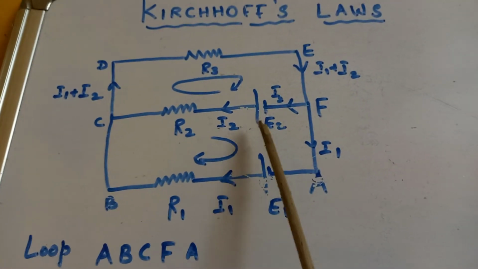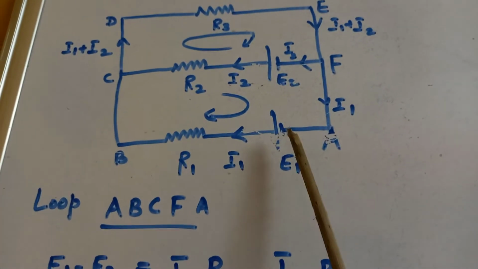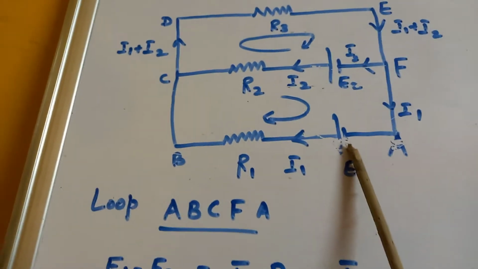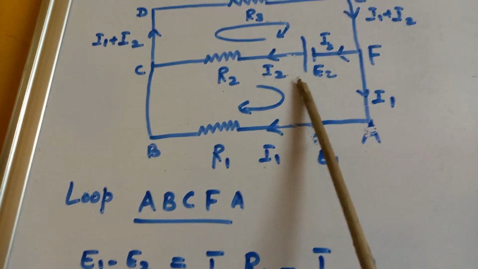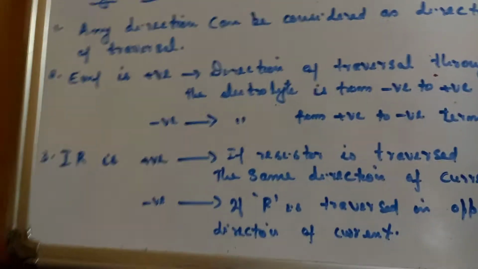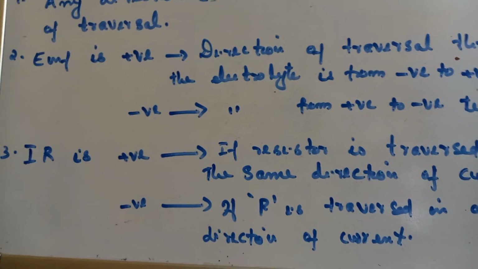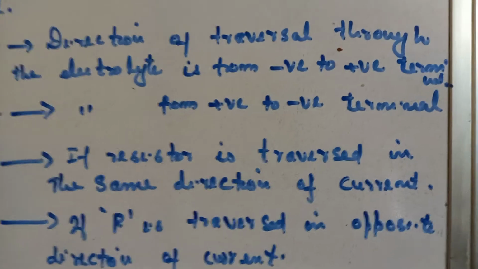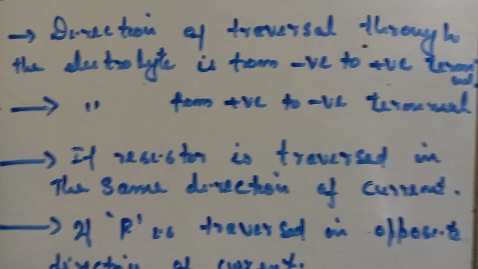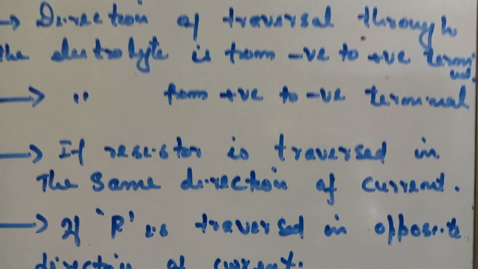That is the second sign convention. Once again, children, if in the direction of traversal the negative terminal of the cell comes first, then EMF is positive. If the positive terminal comes first, then EMF is negative. Now coming to the third sign convention: the product of current and resistance, I into R, is positive if the direction of traversal is in the same direction as the current, and it will be negative if it is in the opposite direction.